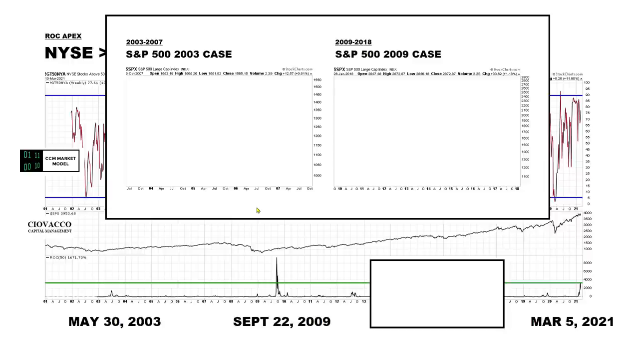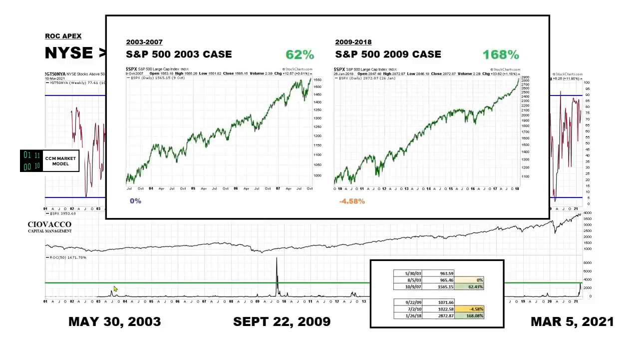Thus, it might be helpful to ask and answer: how did the S&P 500 perform walking forward after the apex in this case and this case? From a long-term perspective, the answer is quite well. In the 2003 case, between the date of the signal, May 30th, 2003, and the peak in October of 2007, the S&P 500 gained an additional 62%.